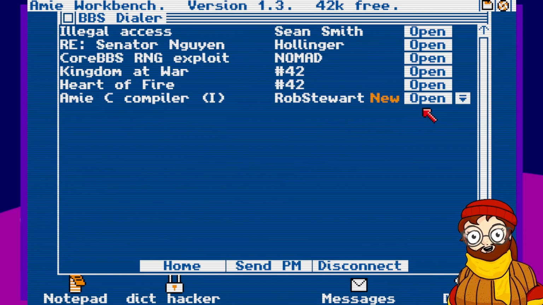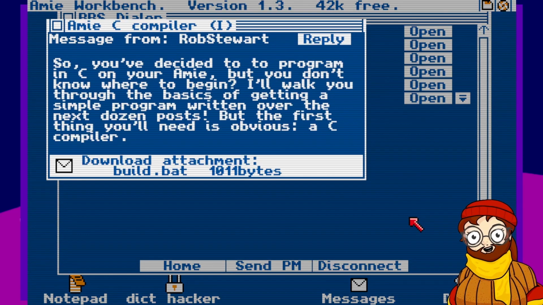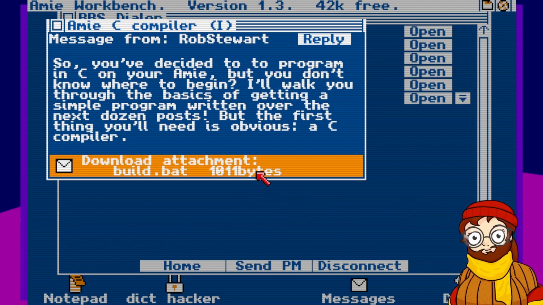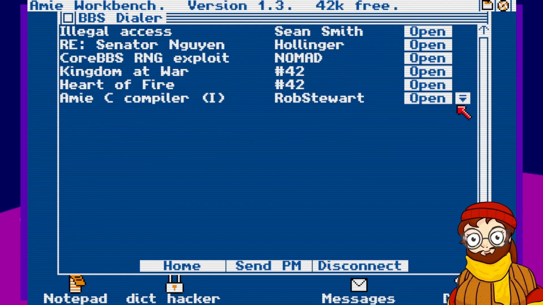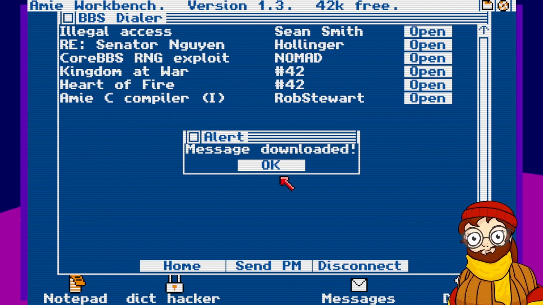Amy C Compiler, Rob Stewart. So, you've decided to program in C on your Amy, but you don't know where to begin. I'll walk you through the basics of getting a simple program written over the next dozen posts. But the first thing you'll need is obvious. A C compiler. I will take that. Just because. Thank you.